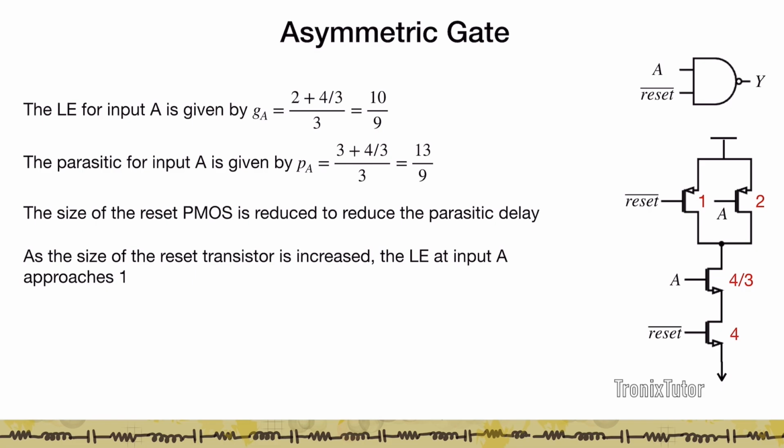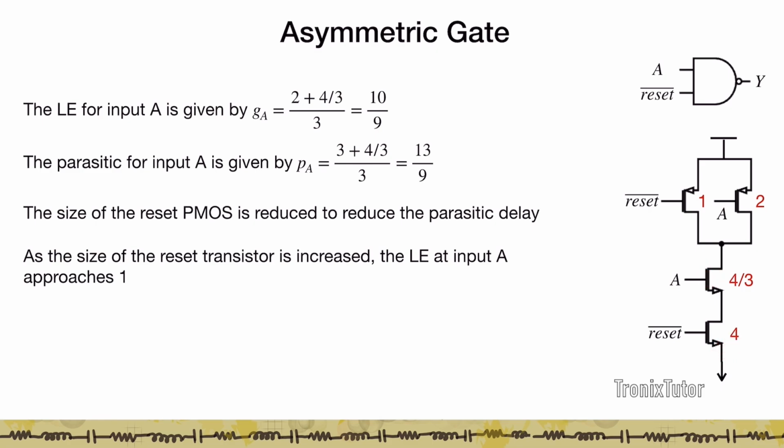Right? And so you see here that you can trade off logical effort at one input for the other input. However, at some point what's going to happen is that the area associated with the other transistor is going to be much larger than the gain you get from reducing the delay.